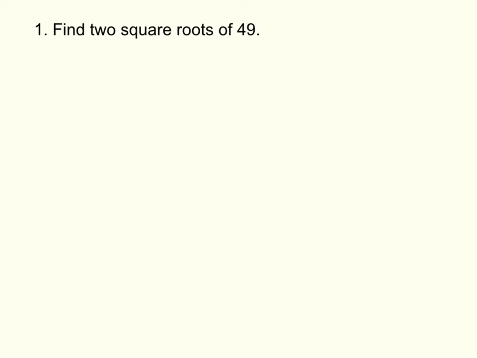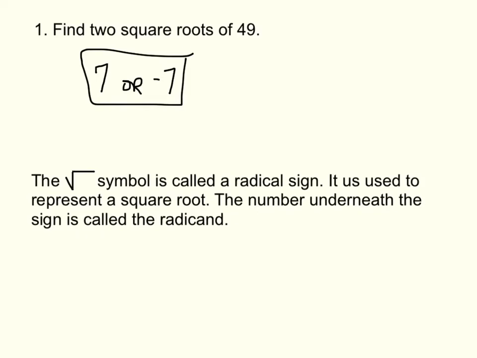Example number 1. Find 2 square roots of 49. What number times itself gives you 49? Well, 7 times 7 gives you 49, or negative 7 times negative 7 is 49. So your 2 square roots would be 7 or negative 7. The square root symbol is called a radical sign. There's a vocab word. It is used to represent a square root. The number underneath the sign is called the radicand.